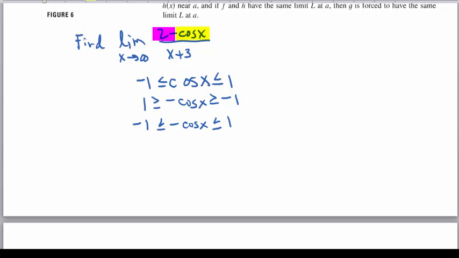So what can I do with this inequality now? I can add 2 to it. So if I add 2 to each of these pieces, -1 plus 2 will give me 1.